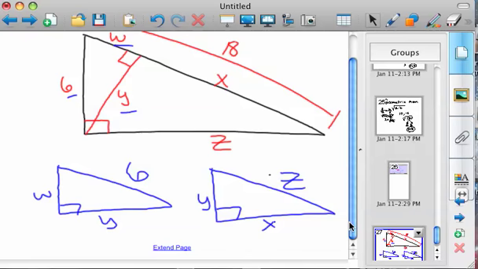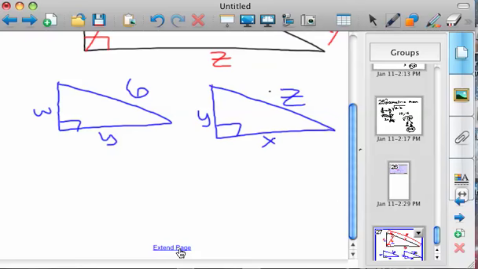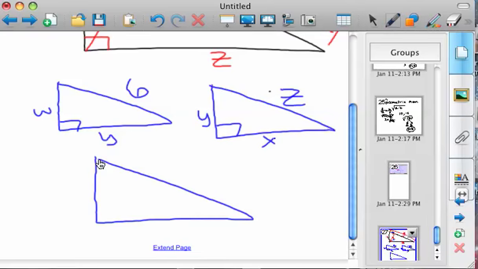So we've got 6, Z, and 18. And I'll write it down here because then we don't need the big picture anymore. So here's the big triangle. It doesn't need to be too special. 6, Z, and 18. And our goal is to find the values of X, Y, Z, and W. So there's four different variables we need to find.